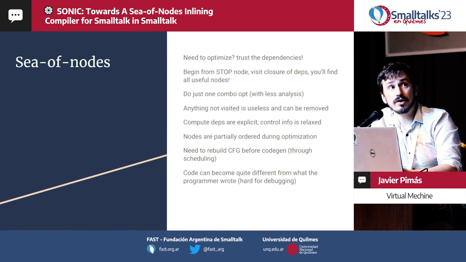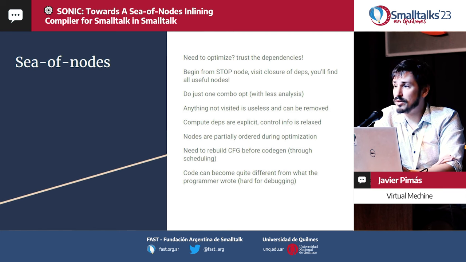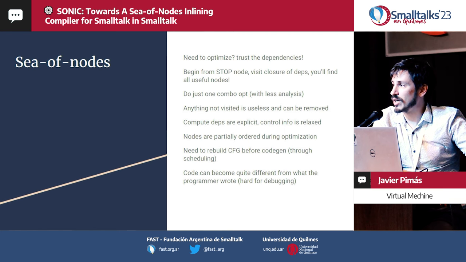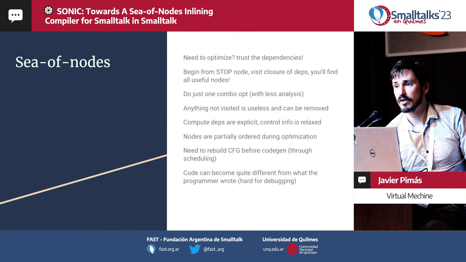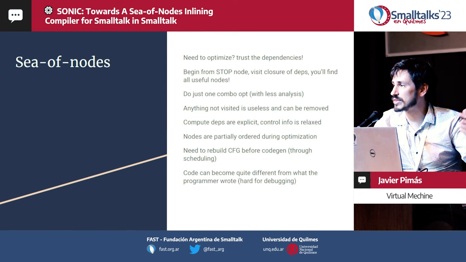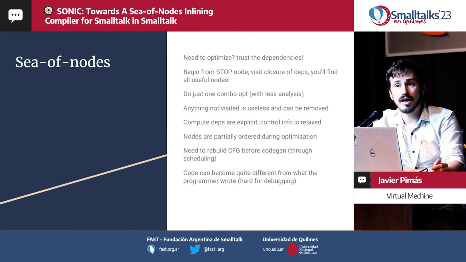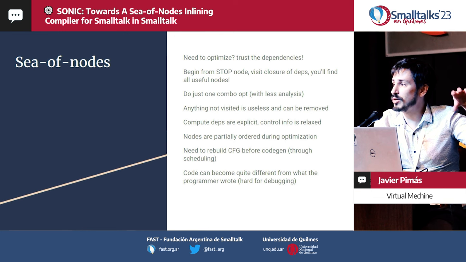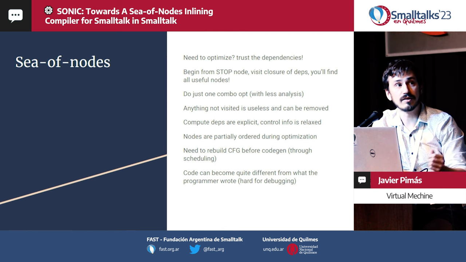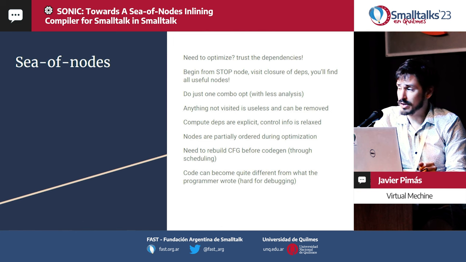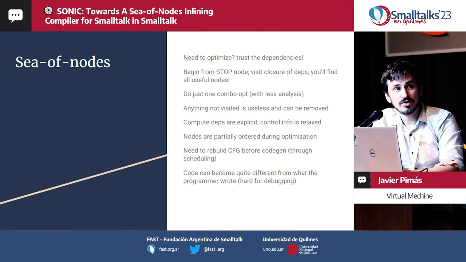In the case of the sea of nodes, you can trust that all the dependencies express what is needed for an instruction to be executed. So if you want to move an instruction, you can do it as long as all the dependencies have been scheduled before. So you have to do scheduling. In this case, you will start from the stop node, from the end of the graph, the return, and you will follow all the dependencies. If there are any nodes that you don't see, then they are not needed for the computation. So that's a pretty nice link. There are a lot of things to learn about that.